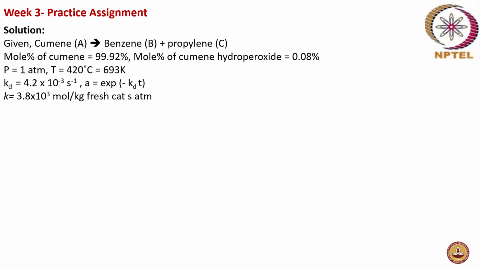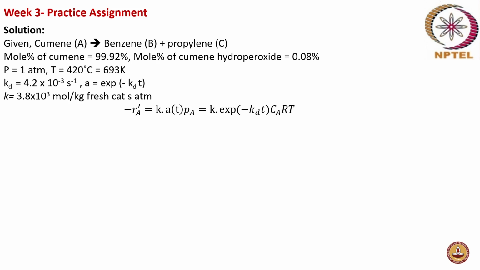Next they have given the reaction rate constant K. Now how will the rate expression be? They have said it is first order with respect to cumene. So the reaction rate expression is minus Ra dash is equal to K into activity into partial pressure of A.